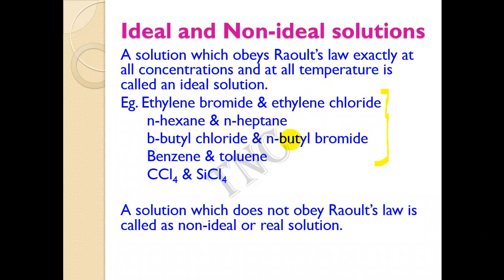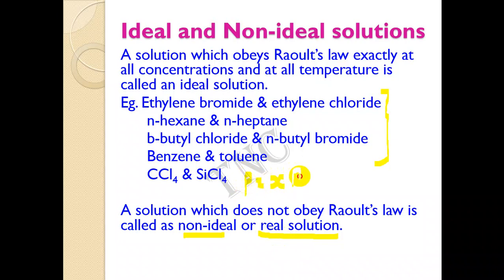N-butyl chloride, N-butyl bromide, benzene and toluene, or a combination of carbon tetrachloride and silicon tetrachloride, are all examples of ideal solutions. If it does not obey, then it's known as non-ideal, or we can say a real solution. Most real solutions will not obey Raoult's law. Not obeying means it will not give the proper mathematical relation P equals X times P naught.